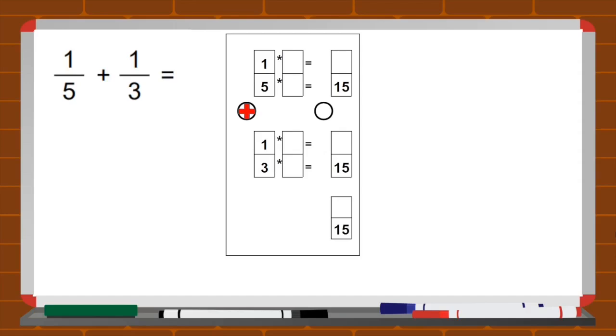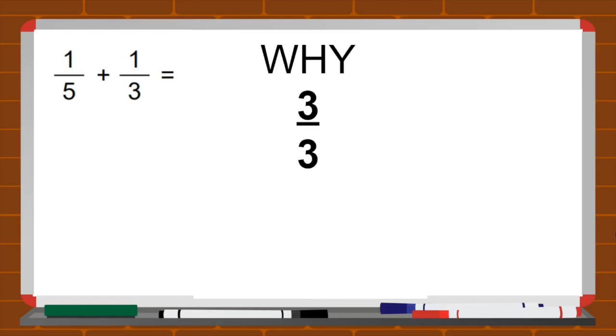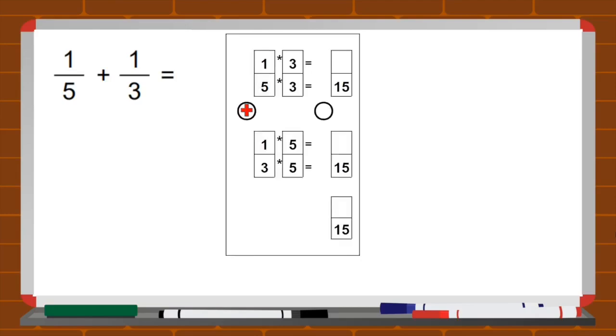How do we get to this common denominator in our sheet? 5 times 3 is 15. 3 times 5 is 15. Now we have to fill in our numerator. Whatever we did to our denominator, we have to do to our numerator. Why did we do 3 over 3? Because 3 divided by 3 is 1, so we have not changed our fraction at all.